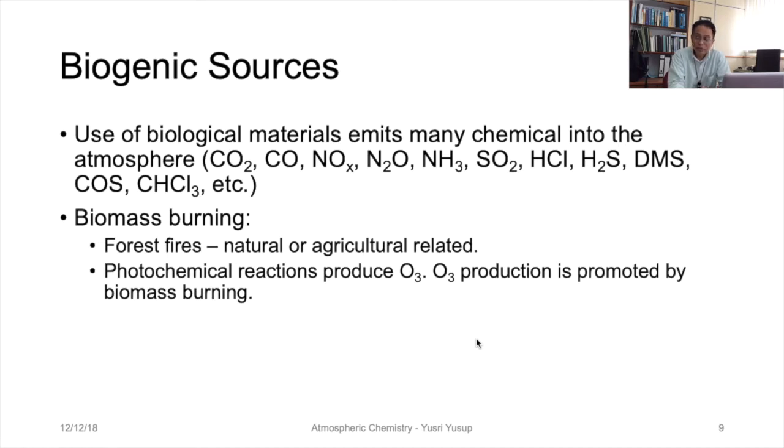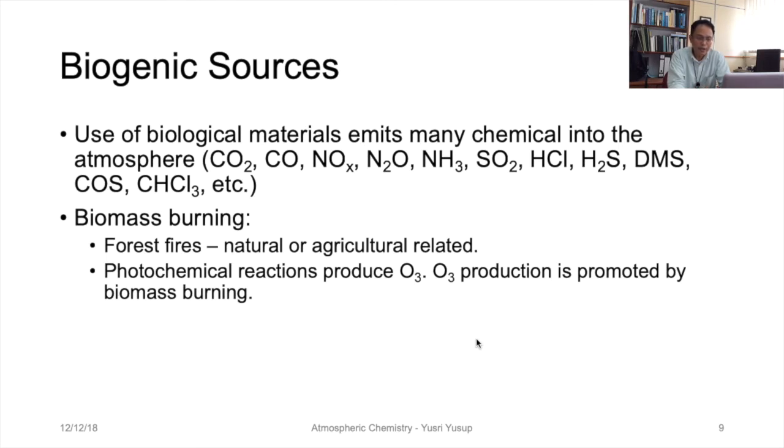Now, biomass burning is also a significant source of tropospheric gas, and biomass burning includes forest fires, either natural or agricultural related. Natural, such as forest fires, and agricultural related is through slash and burn activities of some crops, and this contributes a large source of carbon dioxide, carbon monoxide, and so on, because of the combustion process that releases these gases.